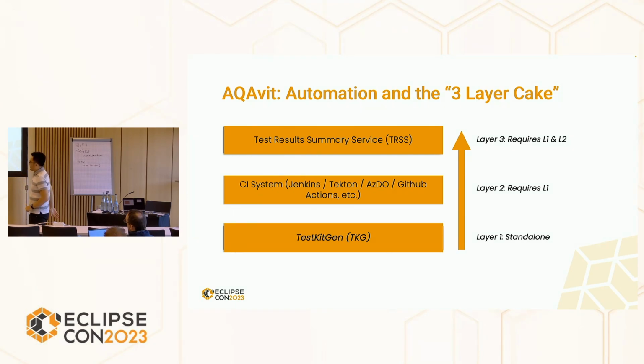The second layer will be our CI system. It will have Jenkins, GitHub Actions, and also other DevOps tools. The third layer is the Test Result Summary Service, the TRSS. This one will be based on the previous 2 layers. So we will look at those layers in detail.